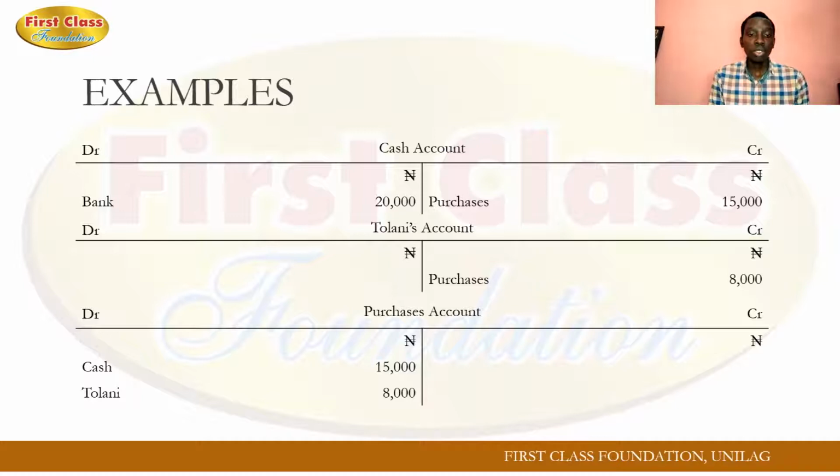This is our cash account. We are crediting it with purchases because she paid 15,000 in cash. So that represents cash purchase 15,000. This is Tolani's account with purchases also. There's a credit purchase from Tolani. Tolani is a liability, and that's why the account is credited. Then the purchases account, both cash and Tolani, is the corresponding entry of both the cash account and Tolani's account.